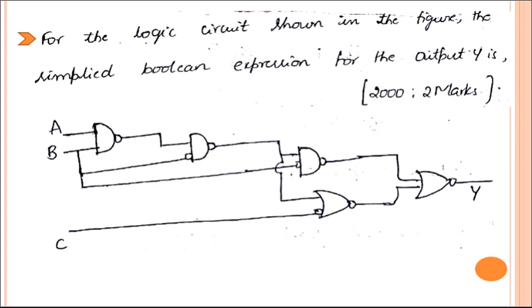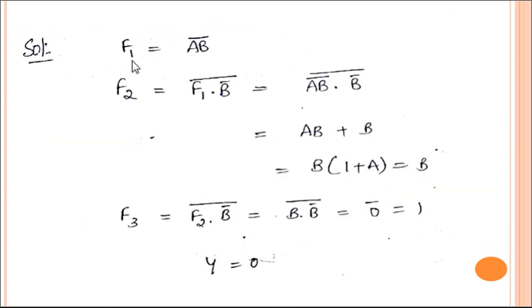Okay, from this circuit, how are we finding the values? F1 is the output of the first NAND gate, so it is AB bar. F2 is nothing but F1 into B bar, whole bar. What is the value of F1? So it is AB bar into B bar, whole bar. Now by using De Morgan's theorem we can write AB plus B, which is nothing but B into 1 plus A. Since we know that 1 plus X is always equal to 1, its value will be 1. Now what is F3? It is again the output of the third NAND gate.